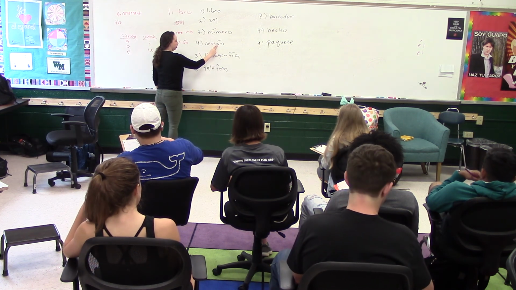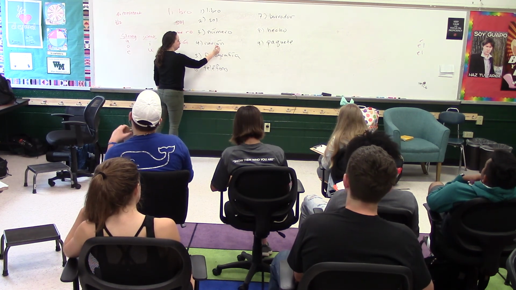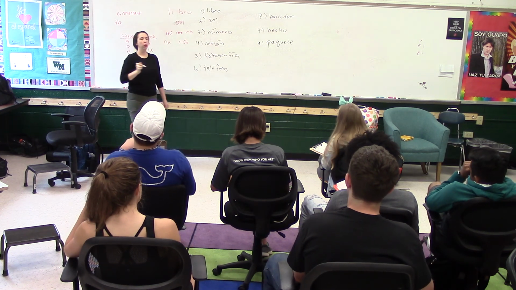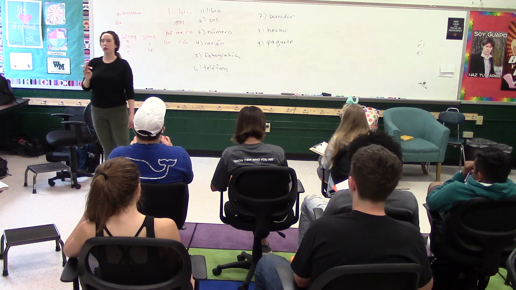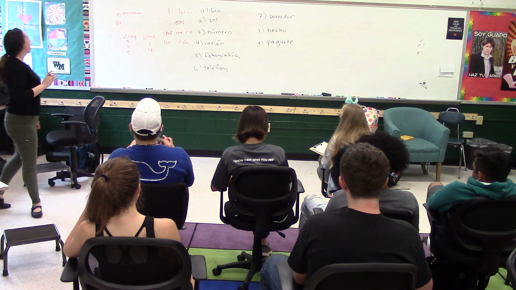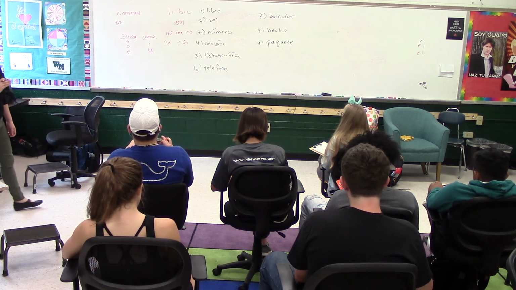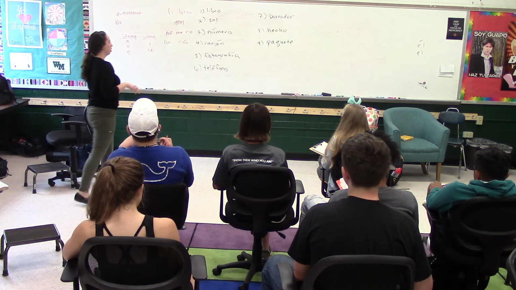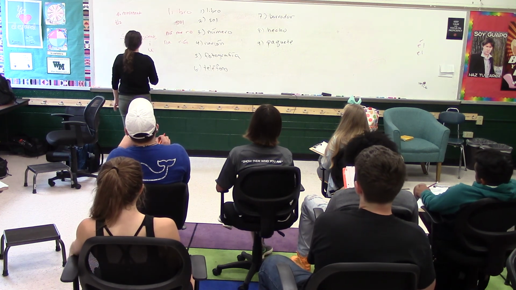In the word nación, we're just going to look right here. Do we have 2 weak vowels, 2 strong vowels, or a combination of a weak and a strong vowel? A combo of weak and strong. How do you know? Which one's the strong, which one's the weak? I is weak, O is strong.